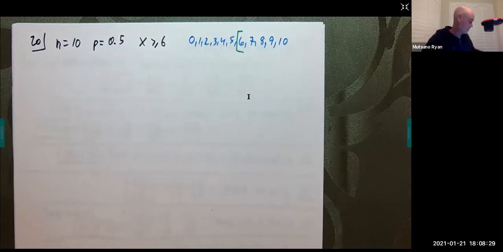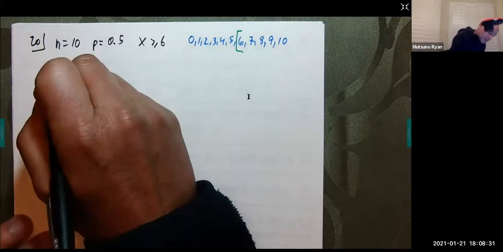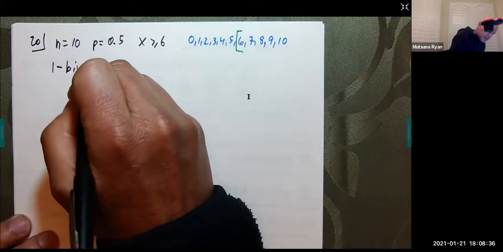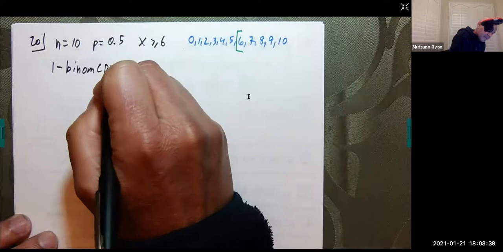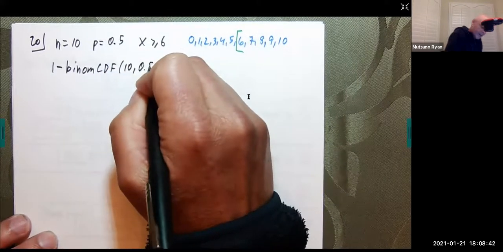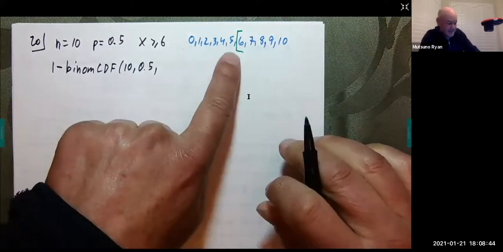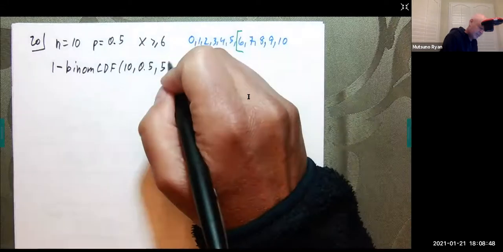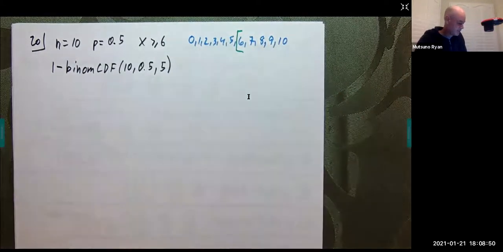So here's what I'm going to do in my calculator. To compensate, I'm going to do 1 minus binom CDF 10, 0.5, comma, and what's the opposite of 6 and up? That's going to be 5 and down. Let me show you how that looks in the calculator.